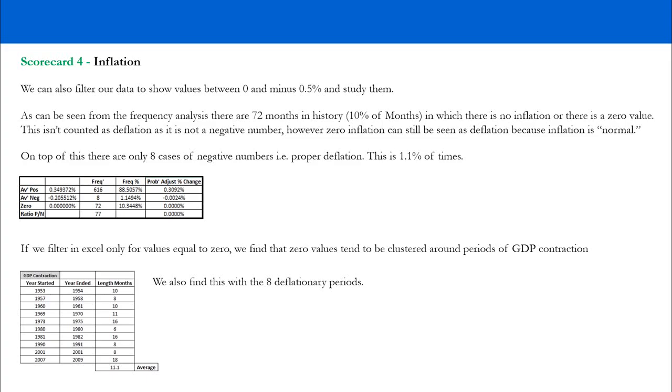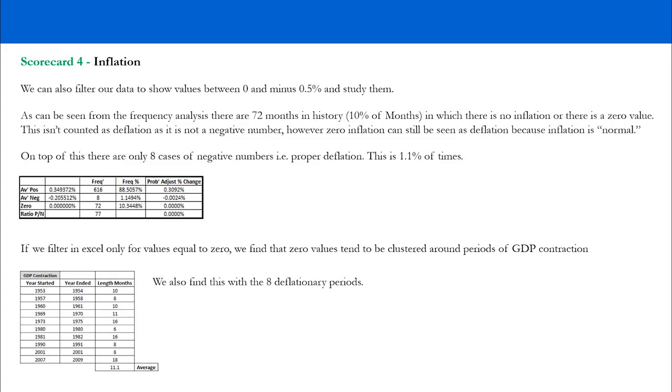So what we can do is filter our data to show values between 0 and minus 0.5% and just study the numbers. And if you look at the frequency analysis, there's 72 months in history, so 10% of months, in which there is no inflation or there's a zero value. This isn't counted as deflation classically, as it's not a negative number. However, zero inflation can still be seen as deflation because inflation is so normal.